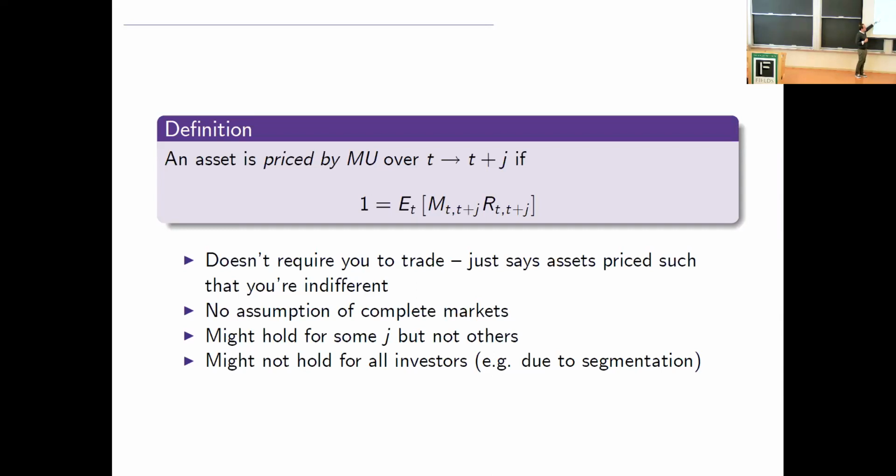It might hold for some horizons, but not others. We never think this is literally true. I might think it's a good approximation at some horizon, say a month. I might think it's a bad approximation at a horizon of like a millisecond. These can work better at some ranges than others. And again, it might not hold for all investors. If there's segmentation, then some investors might perceive a mispricing that they can't take advantage of.